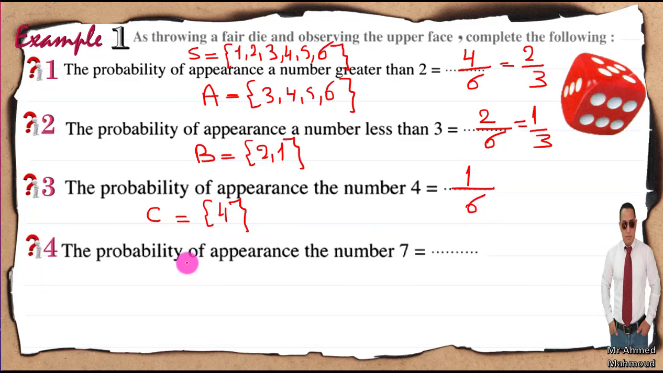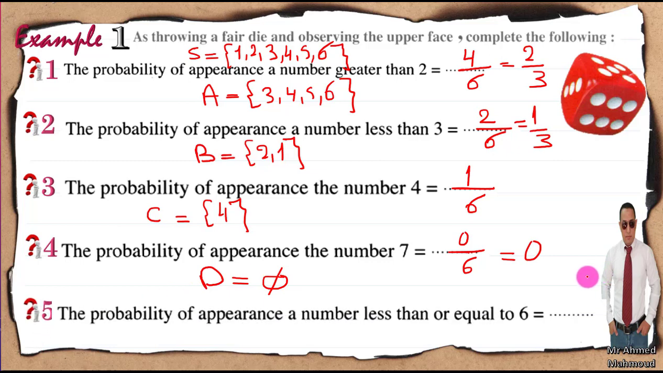Now 4: the probability of the appearance of the number 7. I'm going to call this event D. D here equals the number 7. The number 7 is not included in the sample space, so D equals phi, and this is called an impossible event. This event equals 0 over 6. Why 0? Because the number of elements inside phi is 0, so 0 over 6 equals 0. And this is the probability of the impossible event, remember.